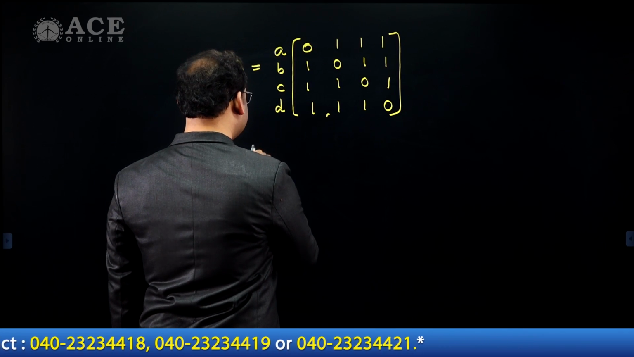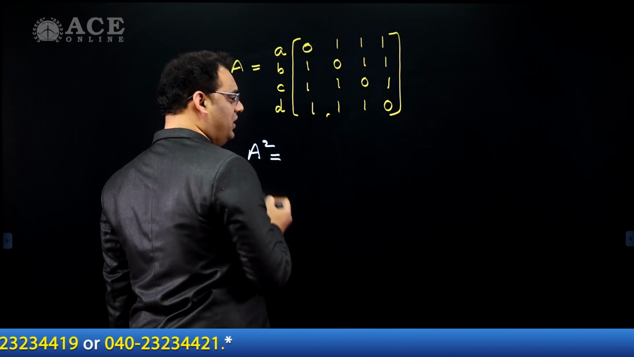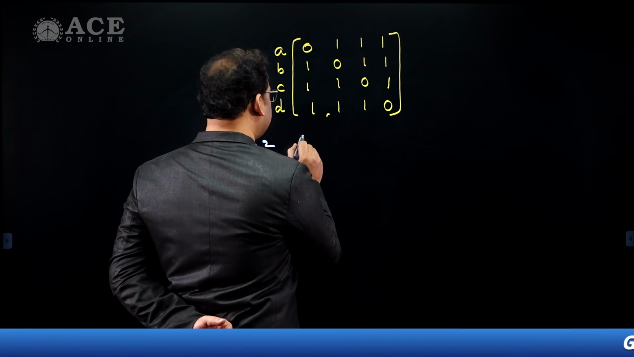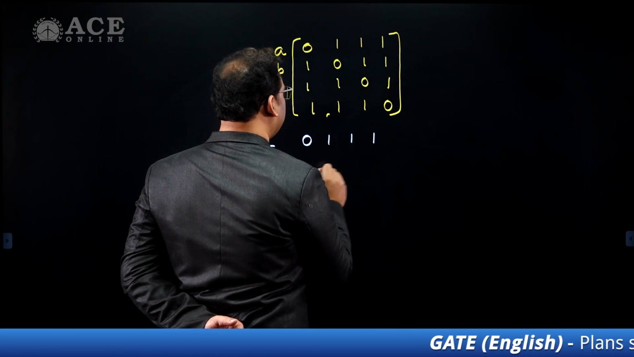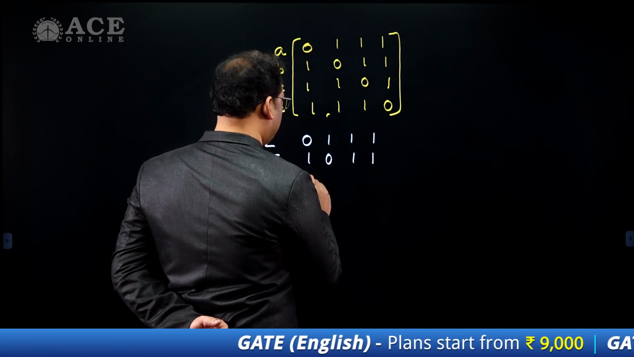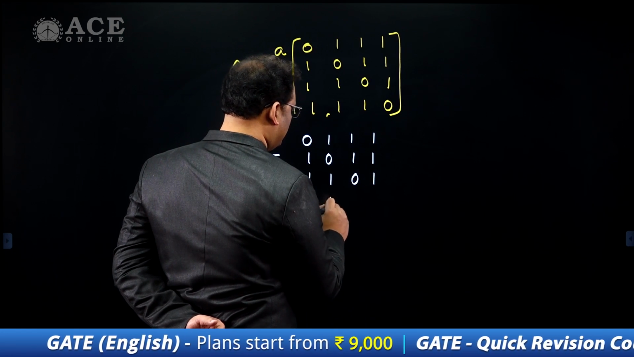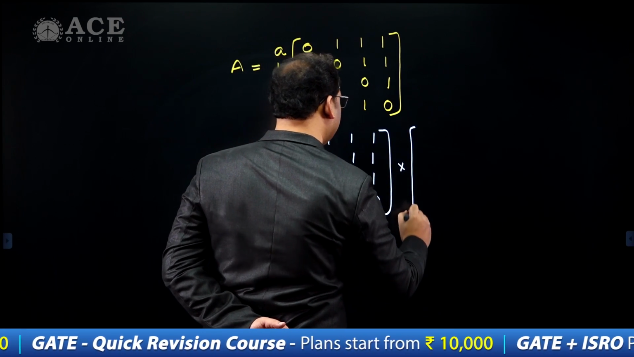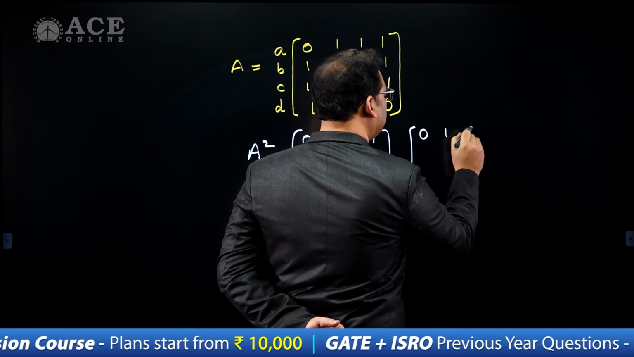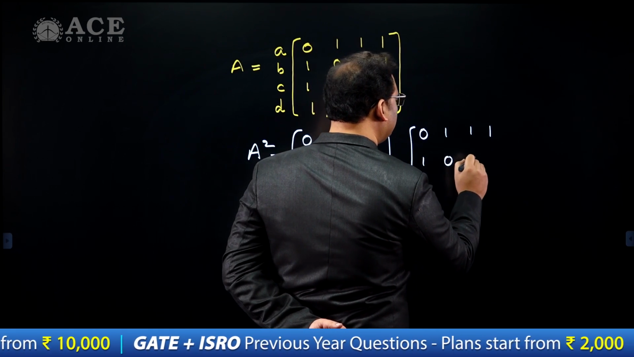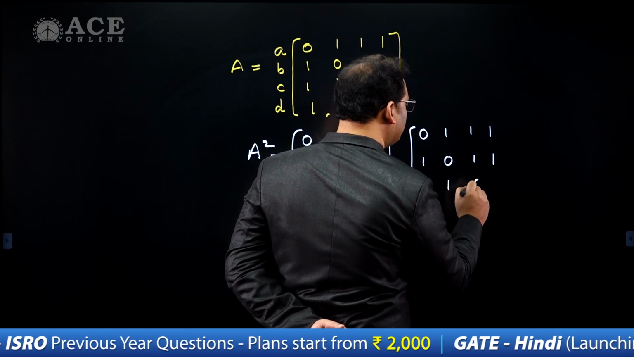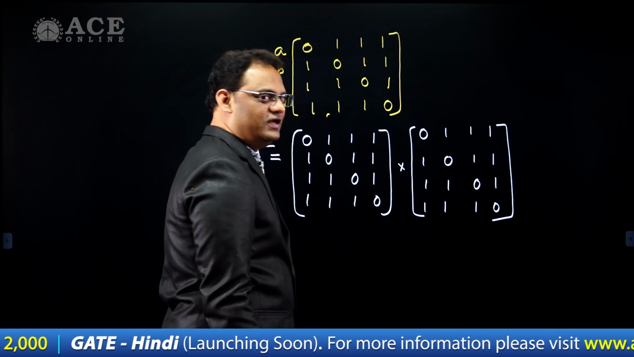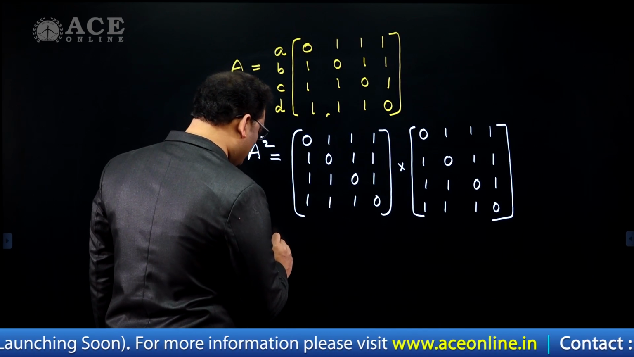Now I want to take A square, because in the options I have A cube. So I am taking A cube one by one. So I want to take A square first. So 0, 1, 1, 1; 1, 0, 1, 1; 1, 1, 0, 1; 1, 1, 1, 0, right? And here in this area, 0, 1, 1, 1; 0, 1, 1, 1; 0, 1, 1, 1; 0, like. Is it fine? Let us take A square now.